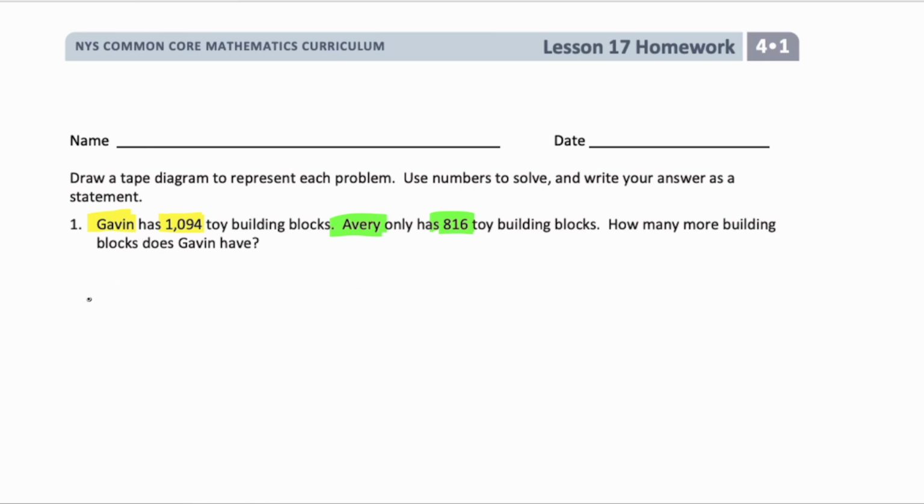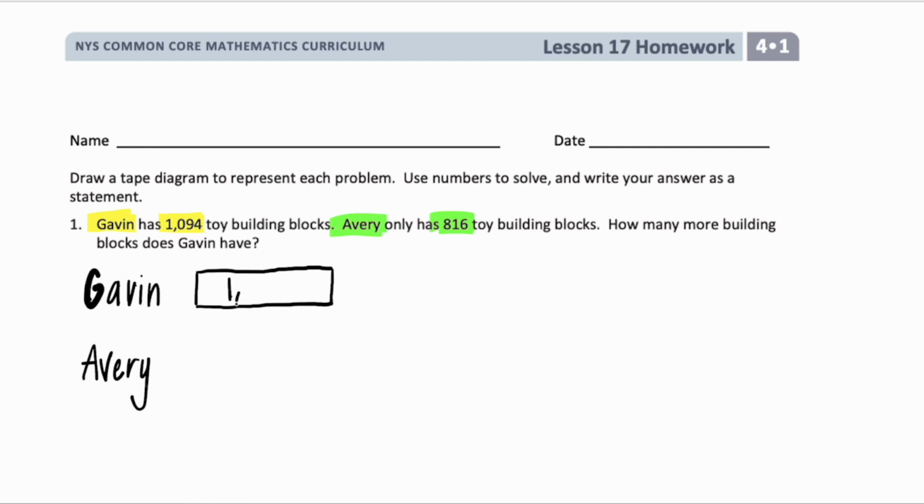Since we're comparing these two amounts, I'm going to do a tape diagram for both of these people. One for Gavin and one for Avery. Gavin's bar is going to be longer because he has more. He has 1,094. I'm going to make Avery's, and I'm going to make sure that I line up Avery's so that it starts right where Gavin starts. His is shorter.